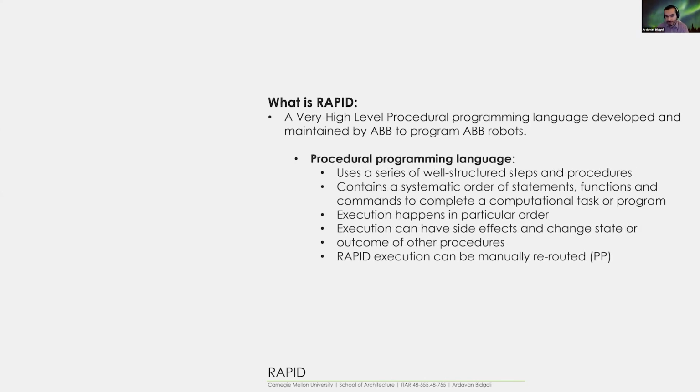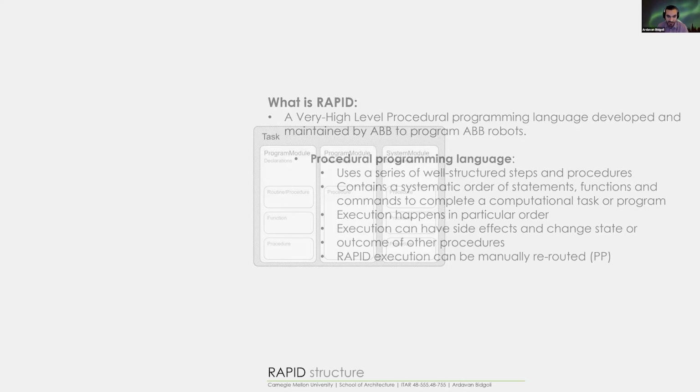And then there's one important thing here: it's a procedural programming language, which means that it's using a series of well-structured steps and procedures. Do you remember that robot sign and the arrow sign that were moving one by one in a specific order? That's the part that is important for us when we're talking about ABB RAPID as a procedural language. And we can actually predict and control this process of happening. And this is really important for us to figure out what the flow is on that side.